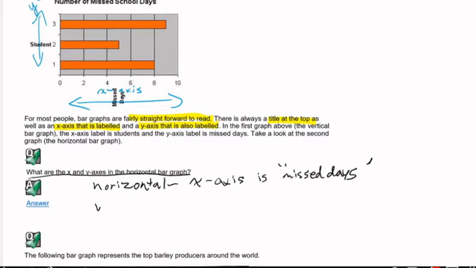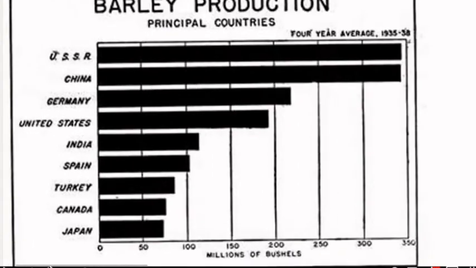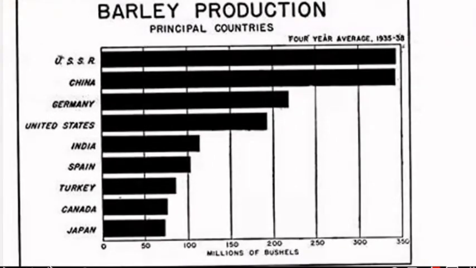Okay, now for the vertical, you could also call this the y-axis. You would tell me this is the students. And the students are identified by 1, 2, and 3. Now, let us move on to looking at a bar graph that you could possibly see in a newspaper or on the news.